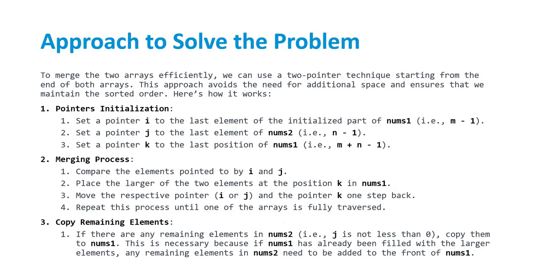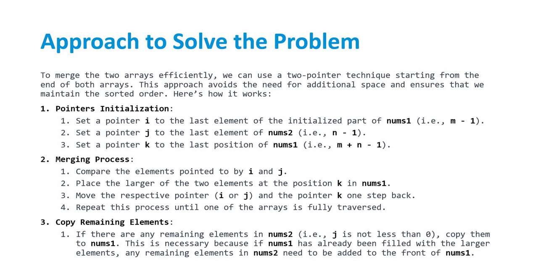To solve this problem, we can use a two-pointer technique, starting from the end of both the arrays. This approach is efficient because it allows us to fill nums1 from the back, avoiding the need to shift elements around. Here is a step-by-step breakdown of the approach. First we need to initialize the pointers, then we need to merge in reverse, and then the third step is to copy remaining elements.